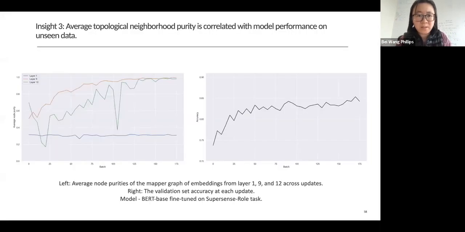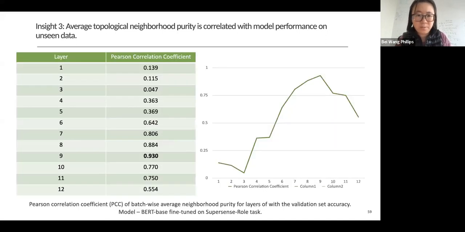The third one is that average topological purity is correlated with the model performance on unseen data. The left is the purity plot, the right is the accuracy plot. So there's actually a correlation between those two. Specifically, the highest correlation between purity and accuracy is in layer 9. And there are a lot more publications about layer 9 being a very special layer.